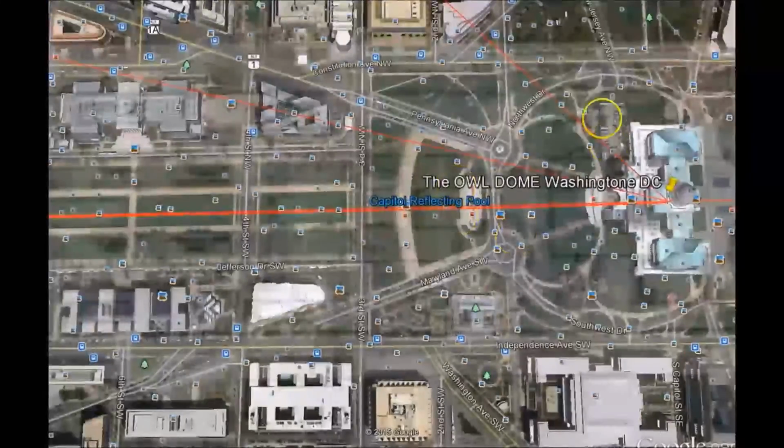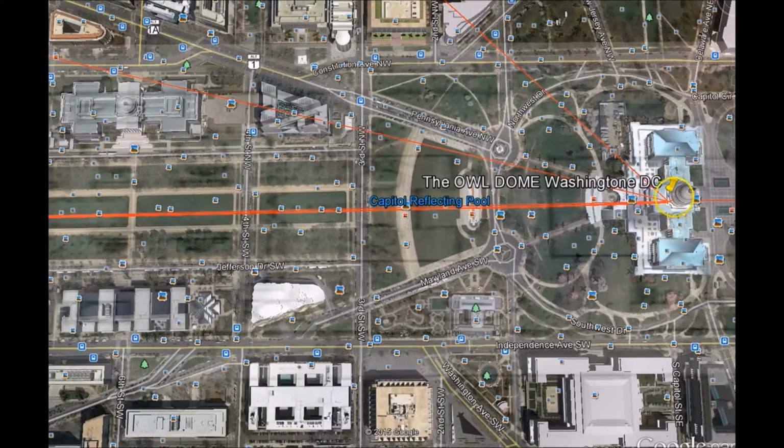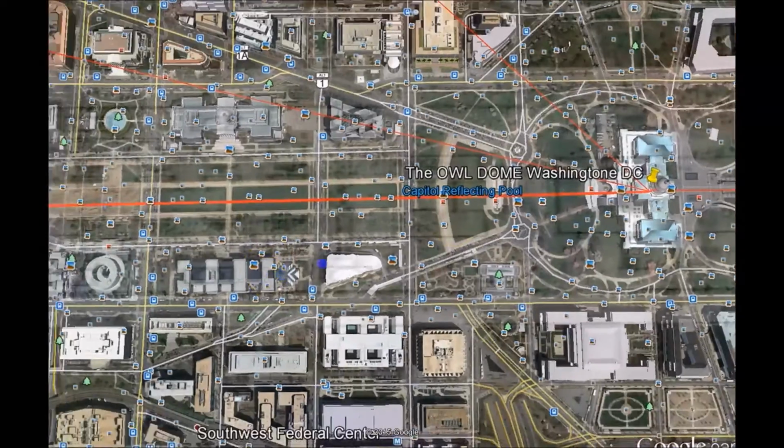These legs here are both the legs of the owl, and also this eye. See the eye right here? And I talk a lot about eyes, eye symbolism, eye gematria, and more.